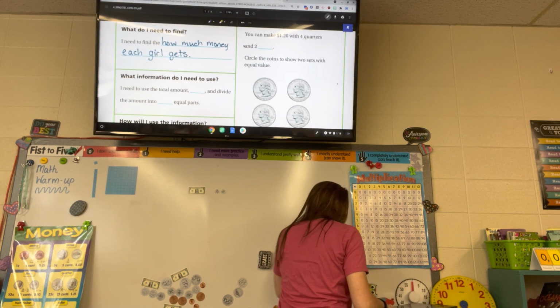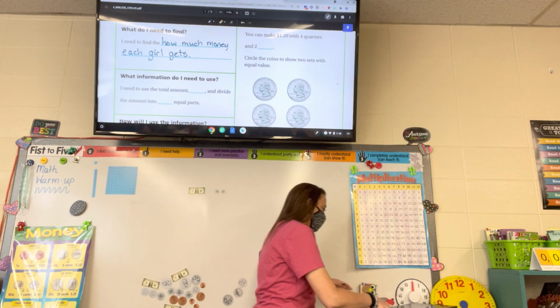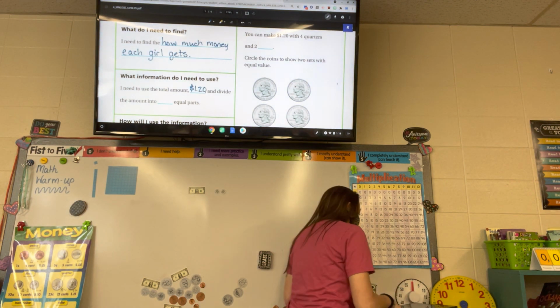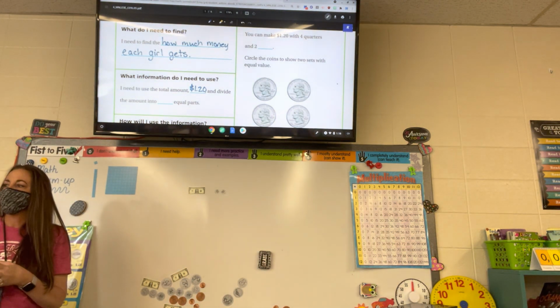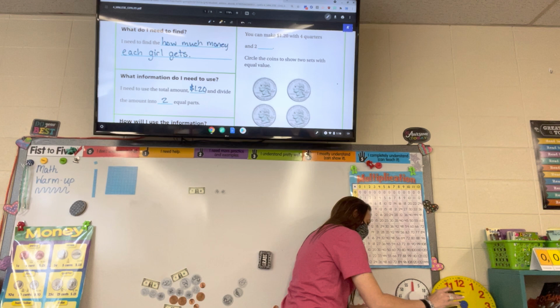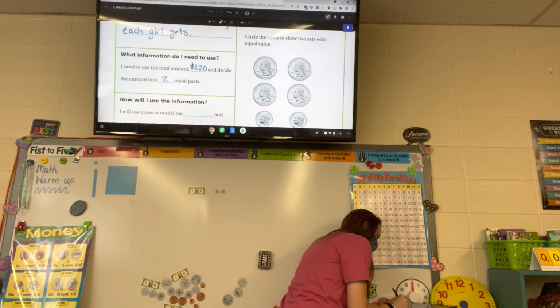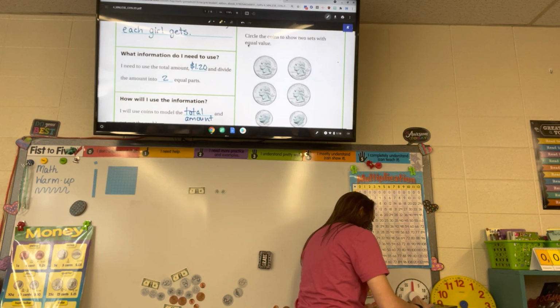What information do we need to use? I need to use the total amount, which is how much, Shelby? $1.20. Give yourself a point. And divide the amount into blank equal parts. Ella? 2 equal parts, because there's 2 girls, right? How will I use this information? I will use the coins to model the total amount and act out the problem.